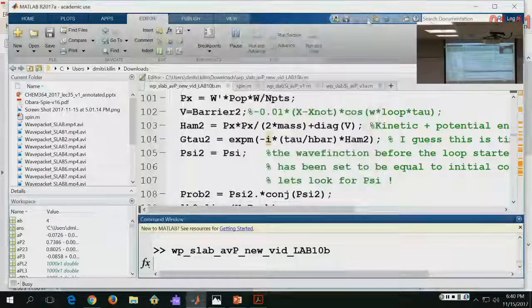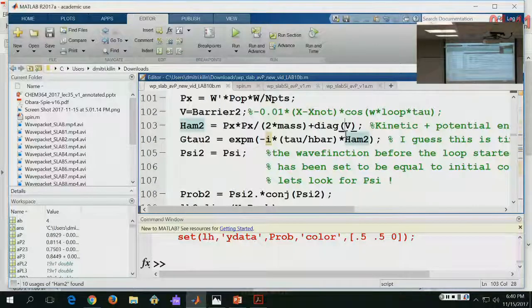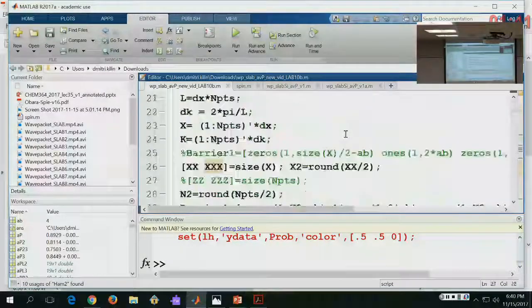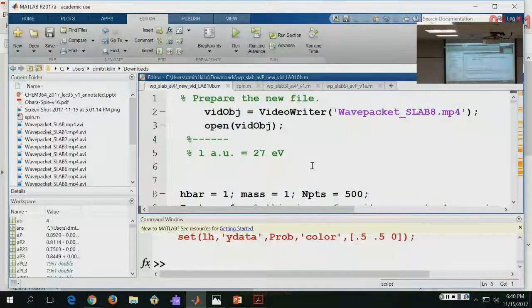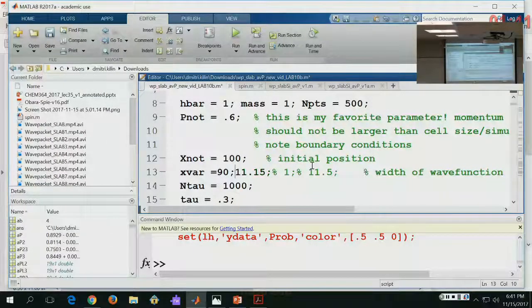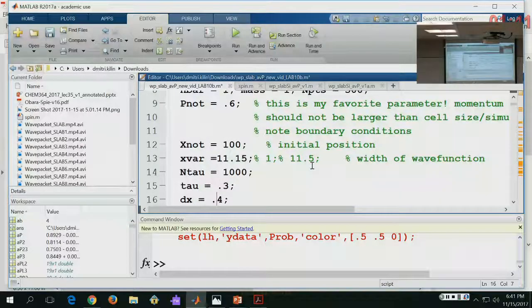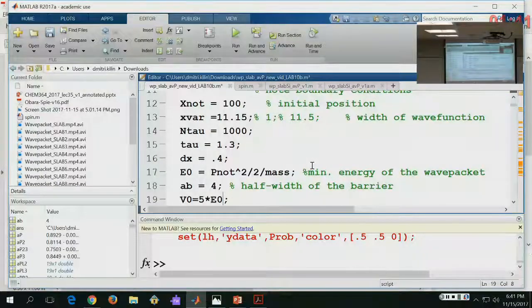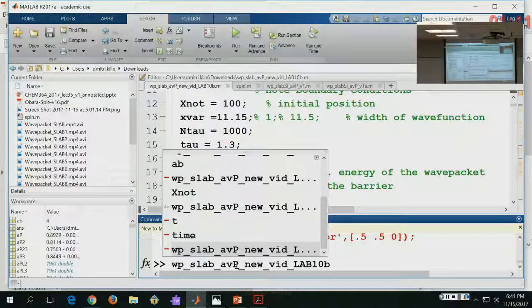So I'm stopping it just because of the lack of patience. So I'm going to increase the time step and put it in the center.